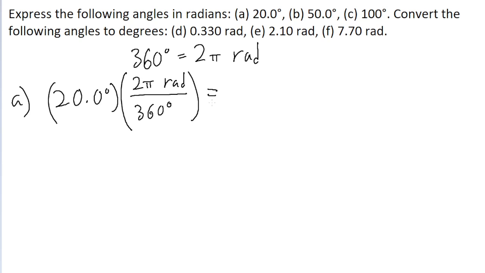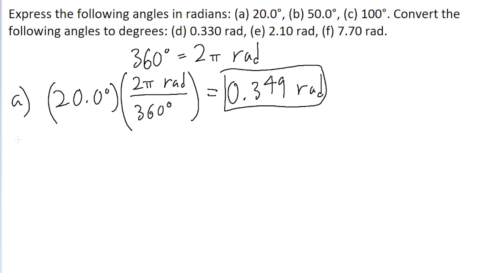So the degrees cancel out and we're left with radians. This gives us an angle of 0.349 radians. And that is our answer to part A. We'll use the exact same process for parts B and C.